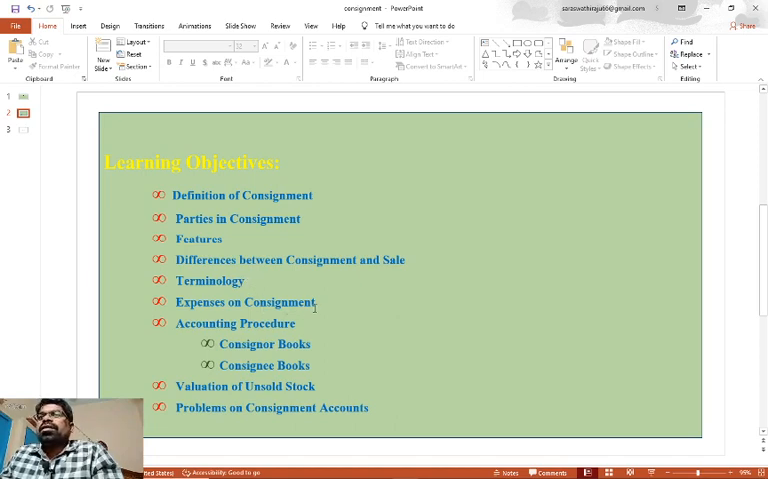Next, expenses on consignment. During the consignment, some expenses will be incurred. What are those expenses? Who incurred that expenditure? Which is treated under consignment stock, closing stock? What expenses are to be considered? What expenses are not to be considered? Like that, we will learn all the expenditure points of view.